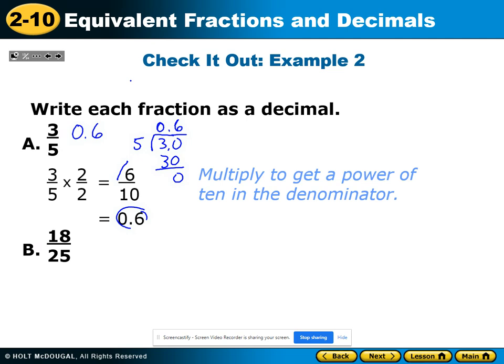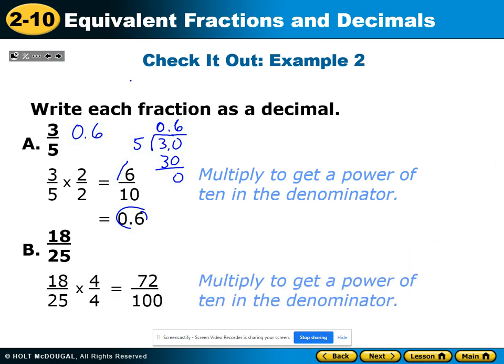All right. 18 over 25. I bet they take it times a fancy 1, 4 over 4. 72 over 100 is 0.72. Oh, that's what it is? Watch, 18 divided by 25 will get us the same answer. 7 times 25 is 175. 14, 17. 5 and 0. 25 will go into 50 twice. There's 0. 0.72.